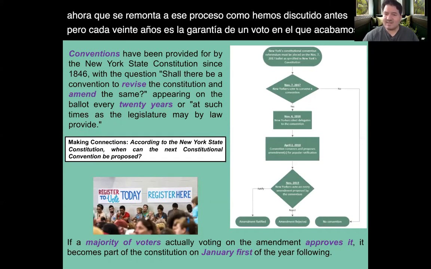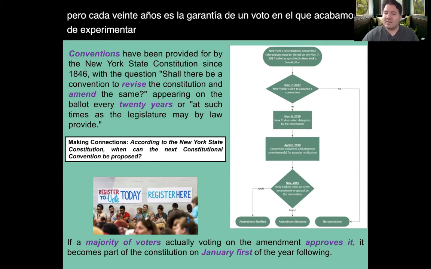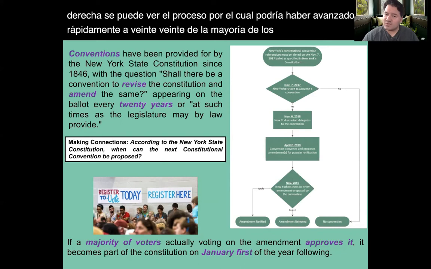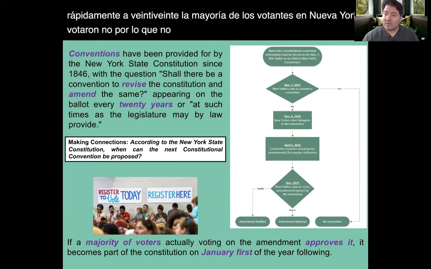2017 being that 20th year. And on the right, you can see the process by which it could have taken. Fast forward to 2020, the majority of voters in New York voted no, so there was no constitutional convention. But it is a lengthy process that could have gone all the way to April 2nd, 2019.